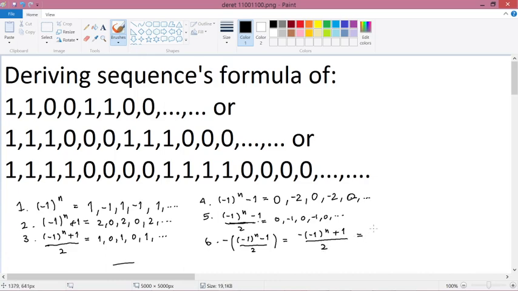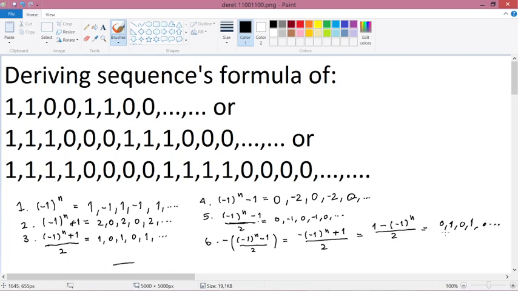We can change the formula another way, becoming like this: the plus term goes to the first term, and the first term becomes the second term. So it will become like this, and the sequence is multiplied by minus 1: 0 times minus 1 is 0, minus 1 times minus 1 is 1, and so on.